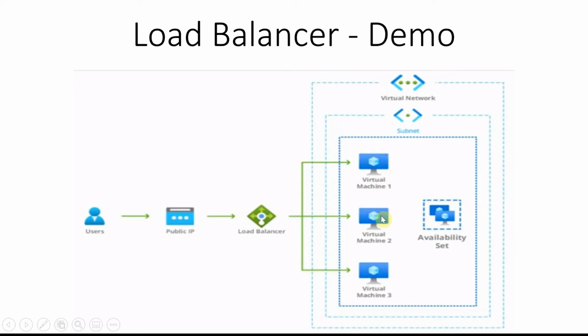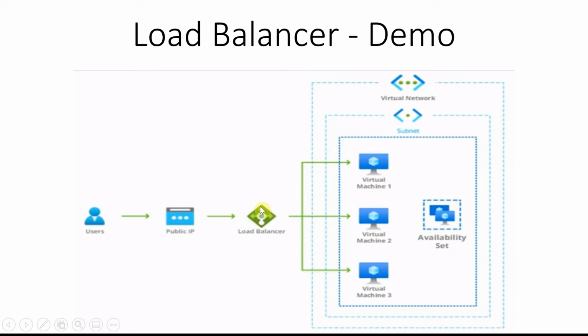IIS server is like a web server, so that I could access it on port 80. Port 80 is the default port for web. So I could access the IIS server, the default screen that you get in IIS. And now I linked these two VMs to a load balancer.